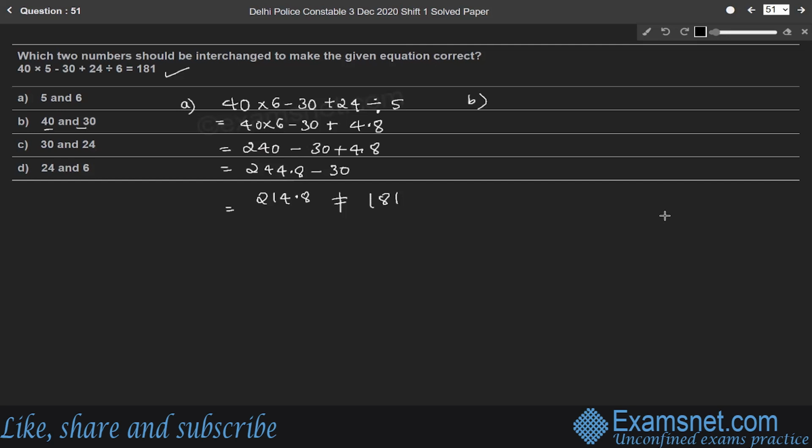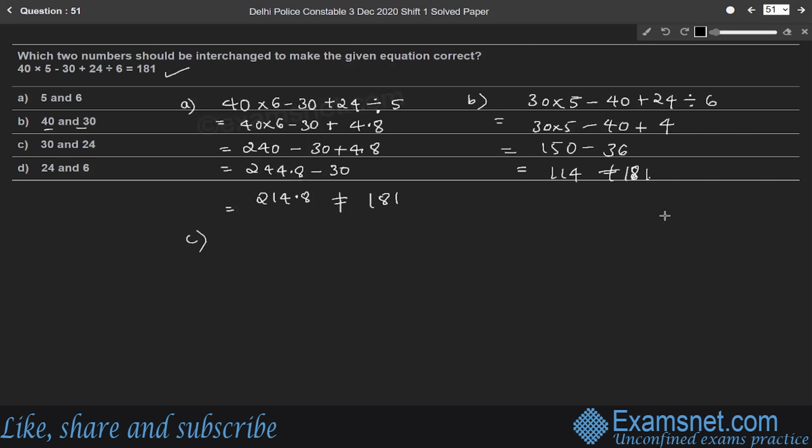Option B, when 40 and 30 are interchanged. So the given equation becomes 30 into 5 minus 40 plus 24 divided by 6, which is equal to 30 into 5 minus 40 plus 4. 24 by 6 is 4, which is equal to 150 minus 40 plus 4, which is 114, which is not equal to 181.